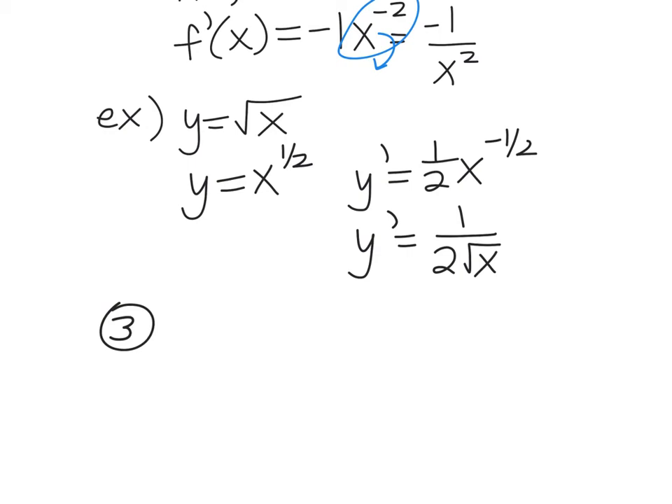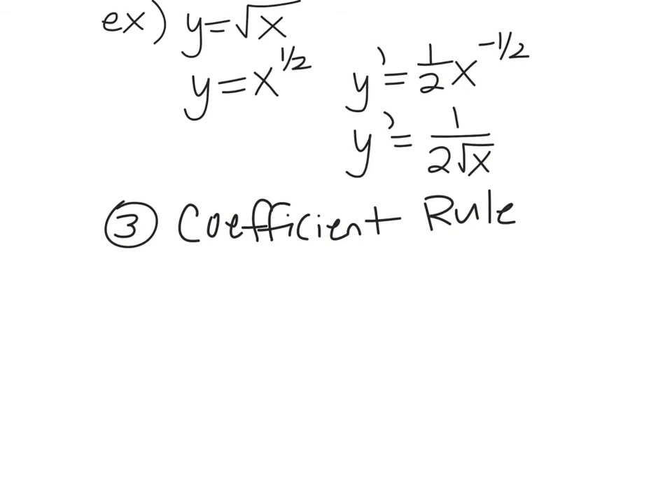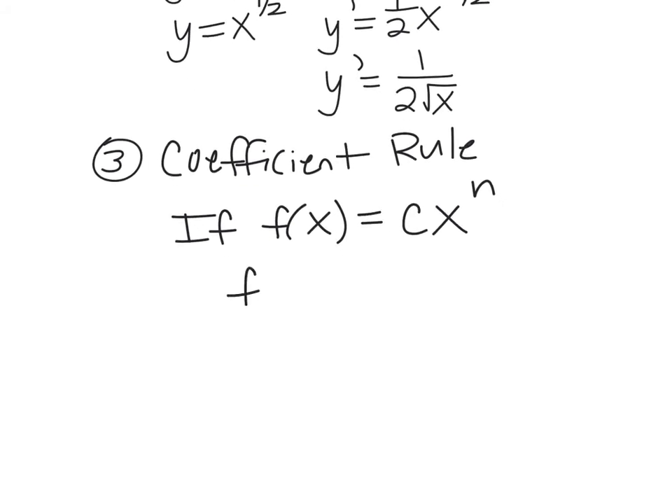All right. The next rule is just the coefficient rule. What that means is if you have a number out front, it doesn't really make it too complicated. You're just going to multiply. So if f of x is equal to c times x to the n, where c is a constant and n is a real number, then f prime of x is equal to, you're just going to bring that n down and multiply it times the c. Same idea. Bring the n down, multiply times c, and then take 1 off.